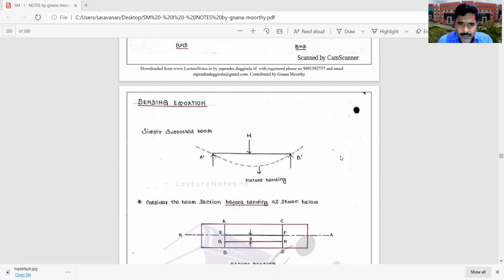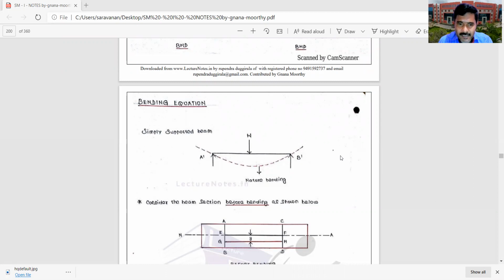So, second unit: flexural stresses and shear stresses. Flexural stresses are nothing but bending stresses. In this bending stresses unit, we have to derive the bending equation.